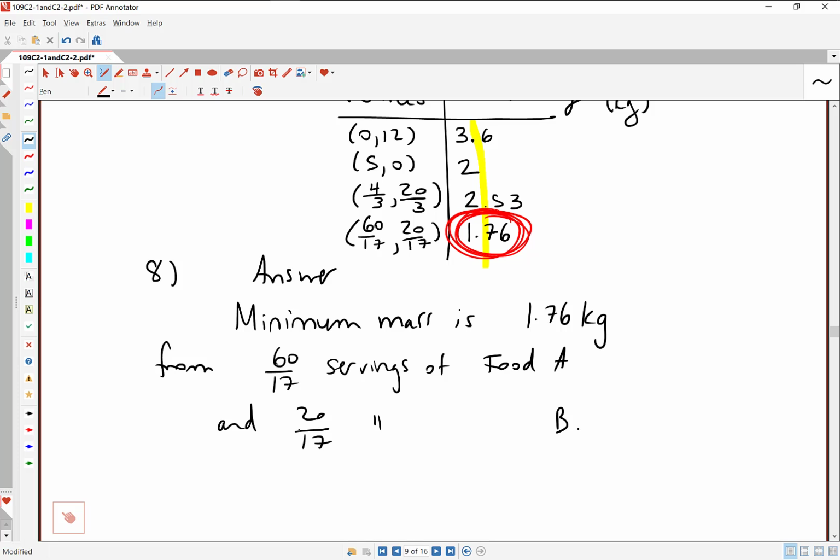So we saw how to solve linear programming problems by graphing inequalities, and we did a bunch of algebra practice along the way. Thanks for watching.